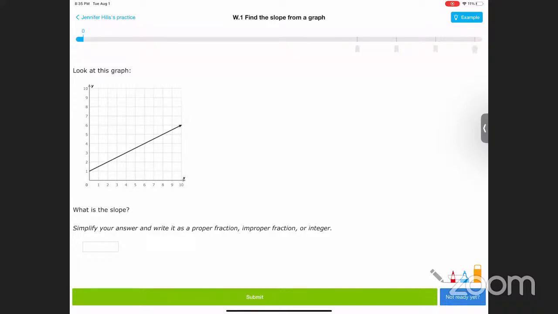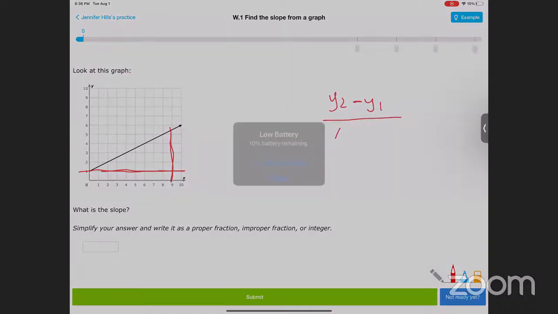At this point, you should be familiar with graphs and understand the X and Y axis. So simply when you're finding the slope, you're looking at the rise, which is going to be on your Y axis right here, over the run, which is going to be your X axis. So our formula for finding the slope is y2 minus y1 over x2.